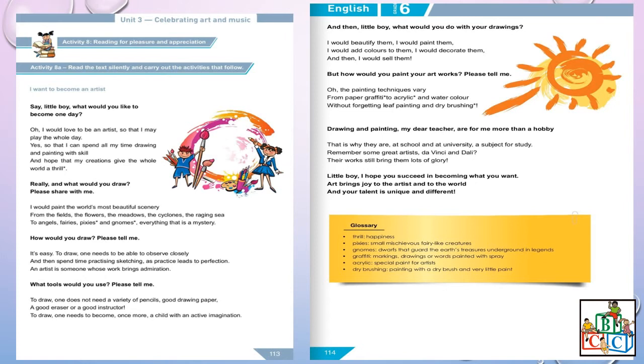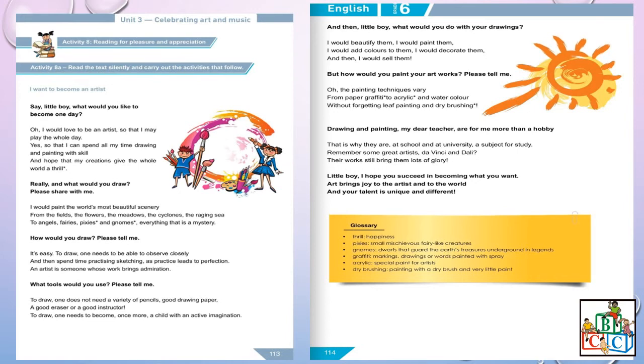Really, and what would you draw? Please share with me. I would paint the world's most beautiful scenery. Scenery meaning les vues. From the fields, the flowers, the meadows, the cyclones, the raging sea, to angels, fairies, pixies, and gnomes, everything that is a mystery. Okay, so the boy would want to paint. So I think he very much likes the nature. Okay, his environment, the environment around him. So he's going to draw fields, meadows.